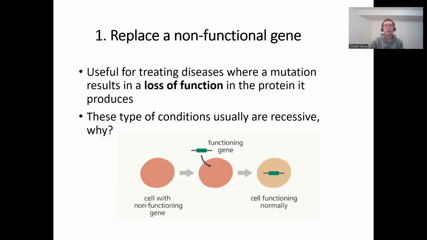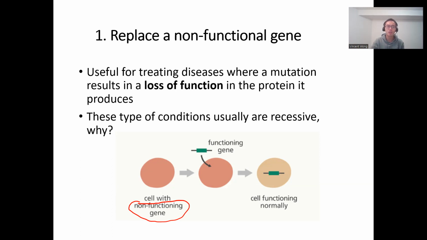First, if you have a cell with a non-functioning gene, what's the logical thing to do? Well, you give them the gene that's functioning. Right? For example, sickle cell anemia. You remember that, right? We talked about this multiple times. That's caused by a mutated hemoglobin gene, and you are not making functional hemoglobins. So the logical thing to do is to deliver a functional copy of the hemoglobin gene, and then the cell will start functioning normally again, right?